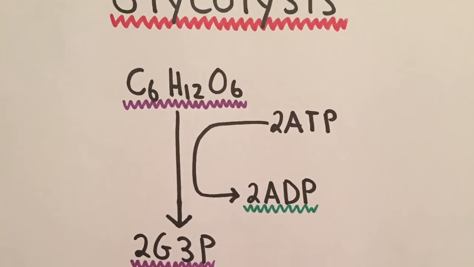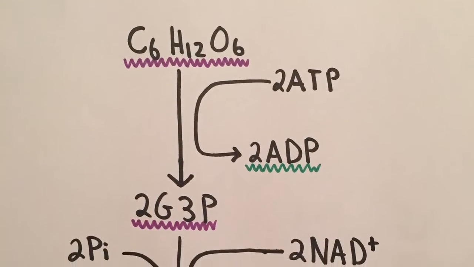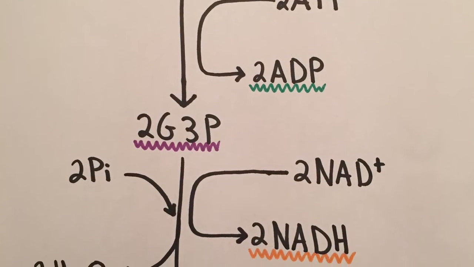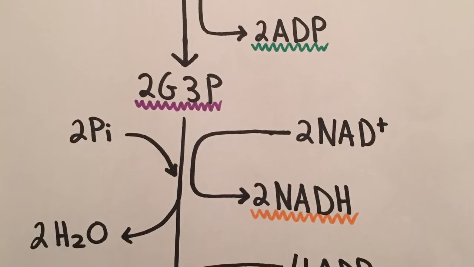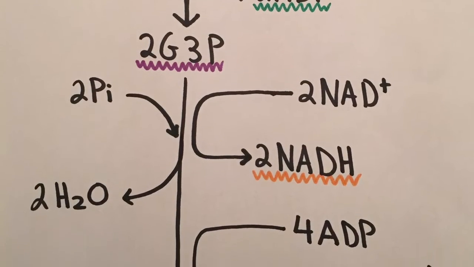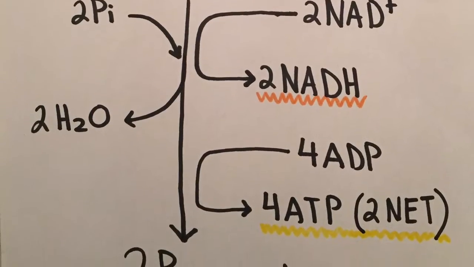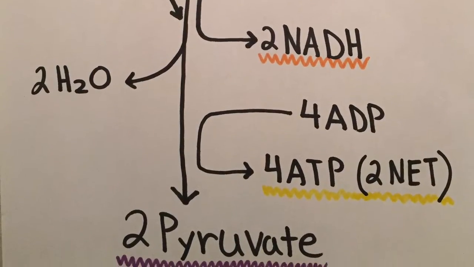Glucose 6-phosphate undergoes phosphorylation and isomerization to create fructose 1,6-bisphosphate. This molecule is unstable and it cleaves to form 2 G3P. These molecules are oxidized and phosphorylated twice to form 2 pyruvate molecules and 2 ATP.